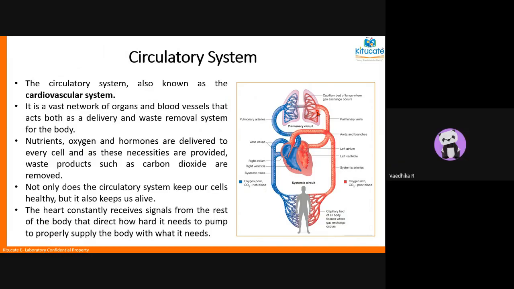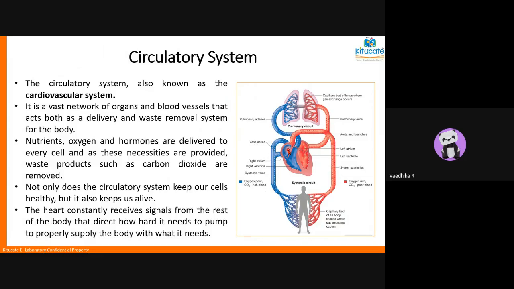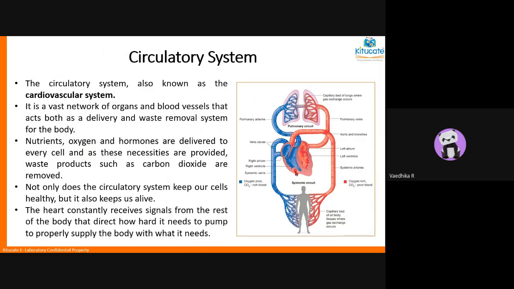Okay. So first, all the carbon dioxide rich blood from all our cells goes into the right atrium through the veins of our body. Then it gets pushed into the right ventricle, and from there it goes into the lungs. An artery carries this blood, and this artery is called the pulmonary artery.